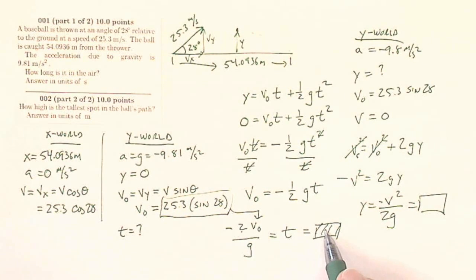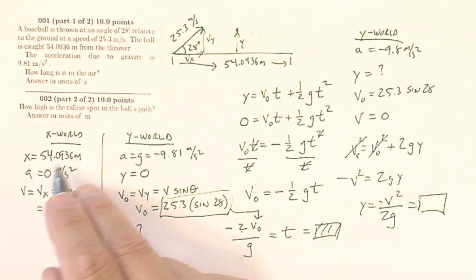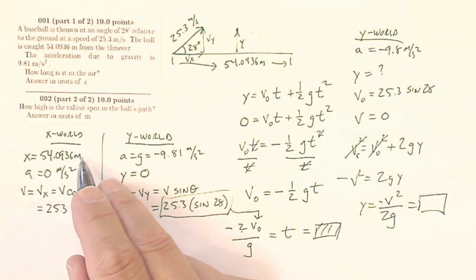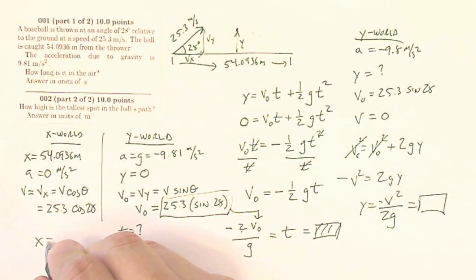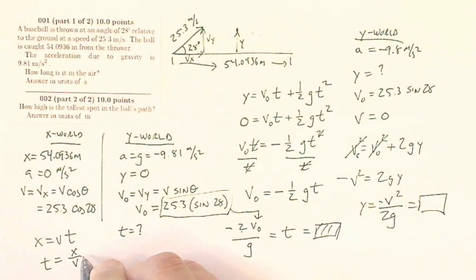Now, an easier way to get to this time would have been just to go in the x world. Since I had my x velocity is 25.3 cosine 28, and I know that my distance is 54.0936 meters, I know that my distance is my velocity times my time, or my time is going to be my distance divided by my velocity. So this would be a good way to check that I get the same time as I got there. This time should be the same.